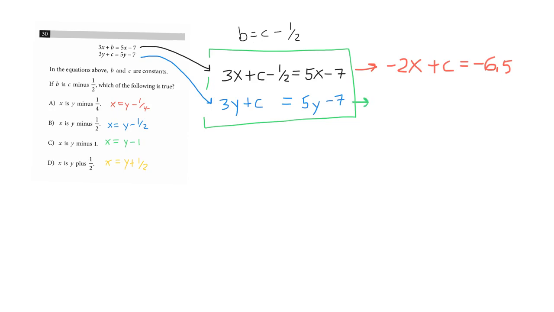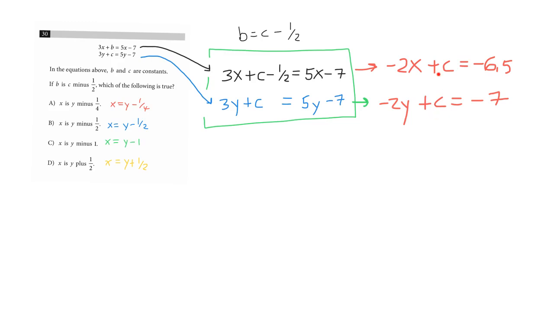And with this other one, I'm committing to stacking the c over the c. Let's get all the y's on the left-hand side by subtracting 5y from both sides. That ends up giving me, I'll keep this in red as well, negative 2y plus c equals negative 7. So my goal is to get rid of these two c's. I have negative 2x plus c equals negative 6.5, and I have negative 2y plus c equals negative 7. My goal is to get rid of these c's.